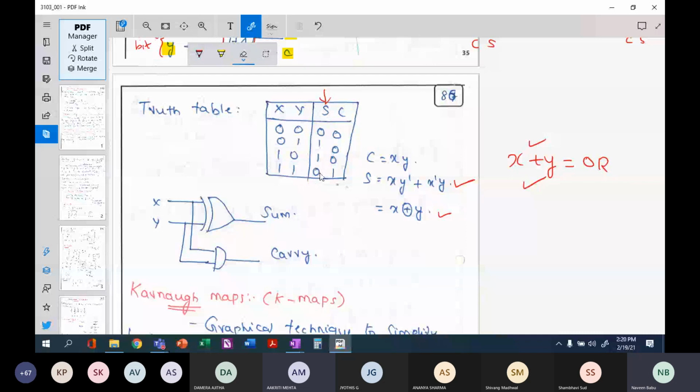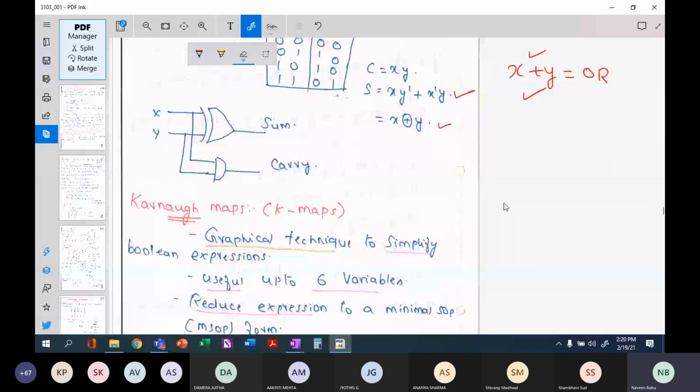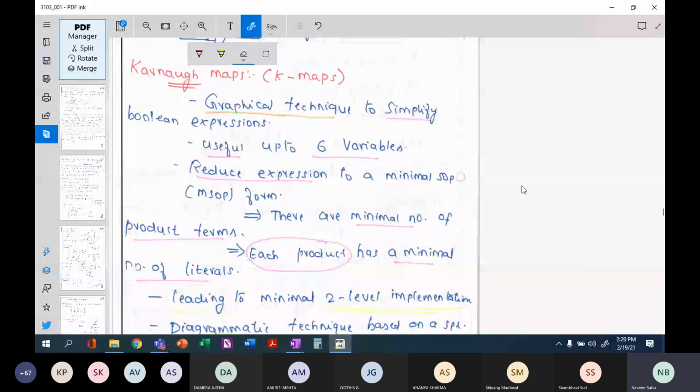Okay. Now, let's move on to the K-maps. As I've already said, a K-map is nothing but a graphical technique to simplify the expression. Please note that the very, very important point here is that K-maps are useful only up to 6 variables. When you go beyond 6 variables, as human beings, we cannot visualize how they are going to map. So that is the reason when K-map fails, we move on to another method, which is called the tabular method.